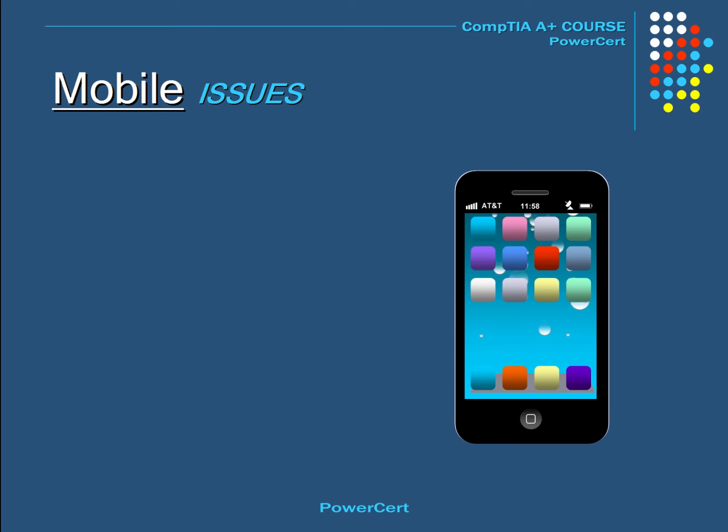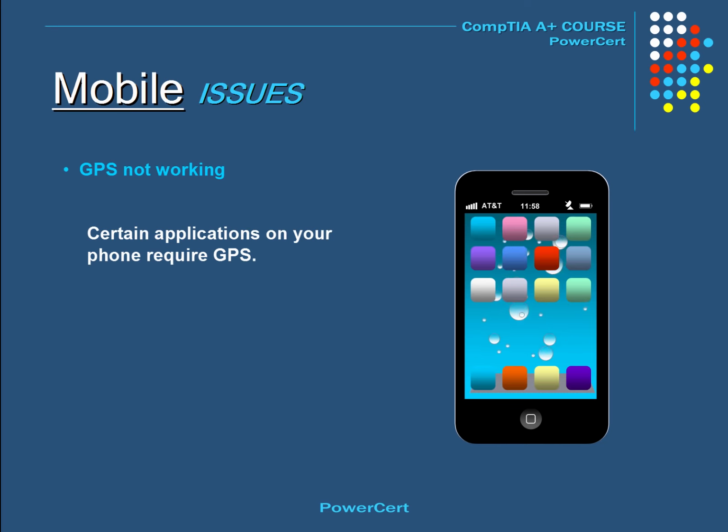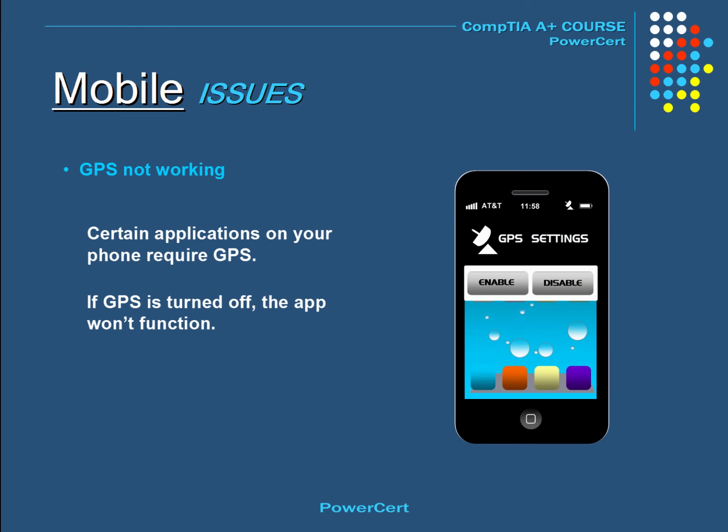Also with cell phones, you may encounter issues where your GPS is not working. Certain applications on your phone require GPS. So if a certain app is not working, it could be that your GPS is turned off. So the first and most obvious thing to do is to go into the settings on your phone and make sure that the GPS is turned on.